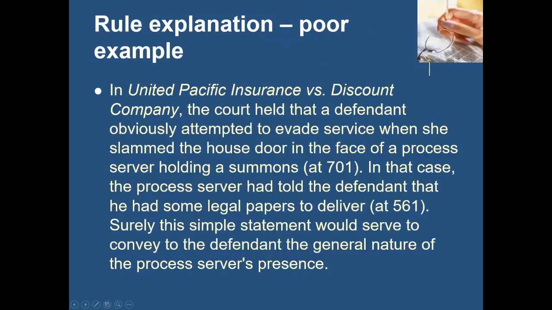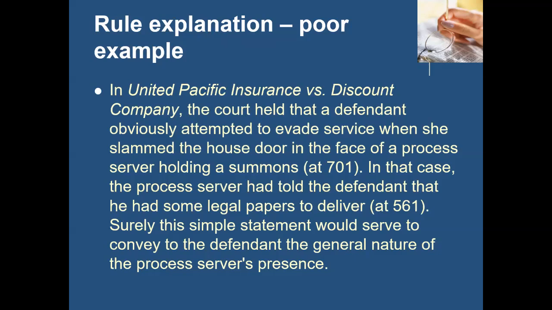Here is an example of a poor rule explanation. In United Pacific Insurance versus Discount Company, the court held that a defendant obviously attempted to evade service when she slammed the house door in the face of a process server holding a summons. In that case, the process server had told the defendant that he had some legal papers to deliver. Surely this simple statement would serve to convey to the defendant the general nature of the process server's presence.